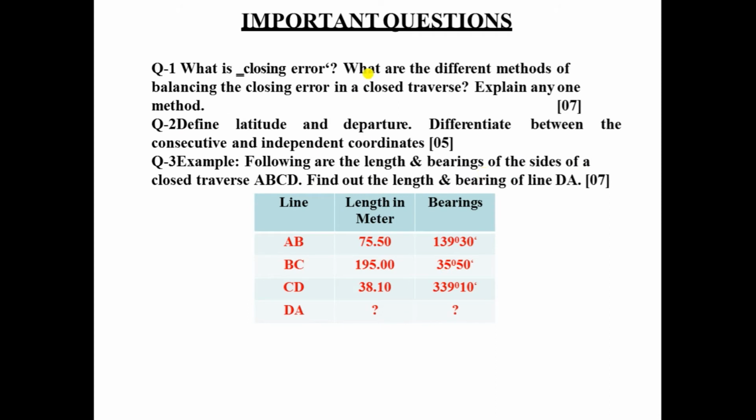Now these important questions are given for your preparation purposes. What is the closing error? What are the different methods of balancing closing error in a closed traverse? Explain one method. Define latitude and departure. Differentiate between consecutive and independent coordinates.